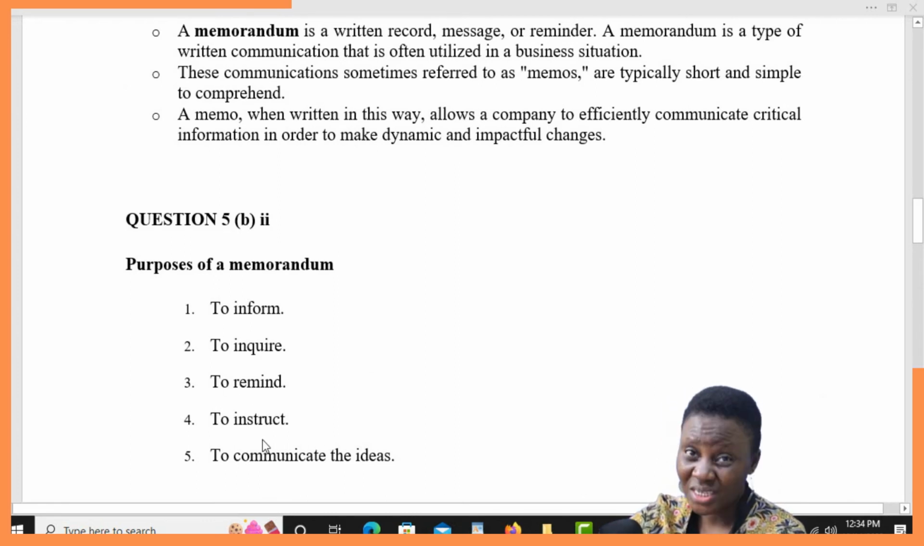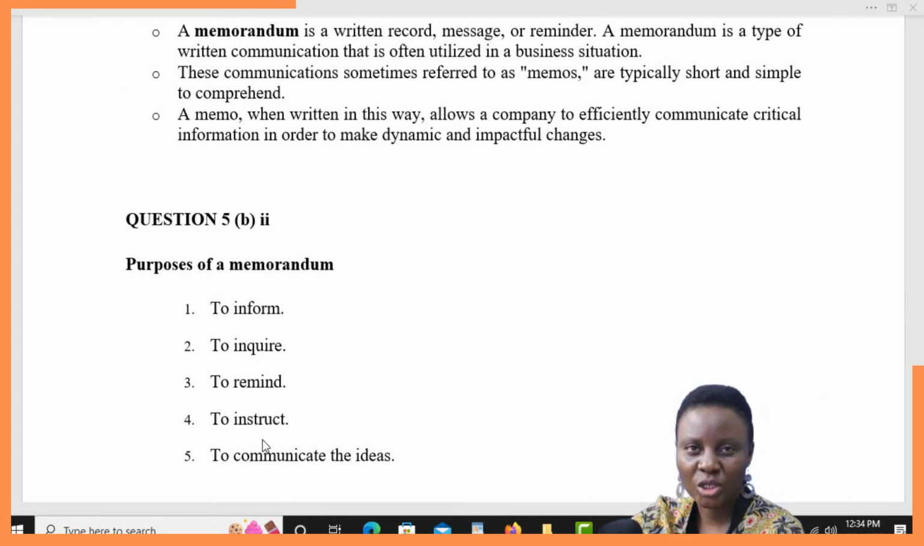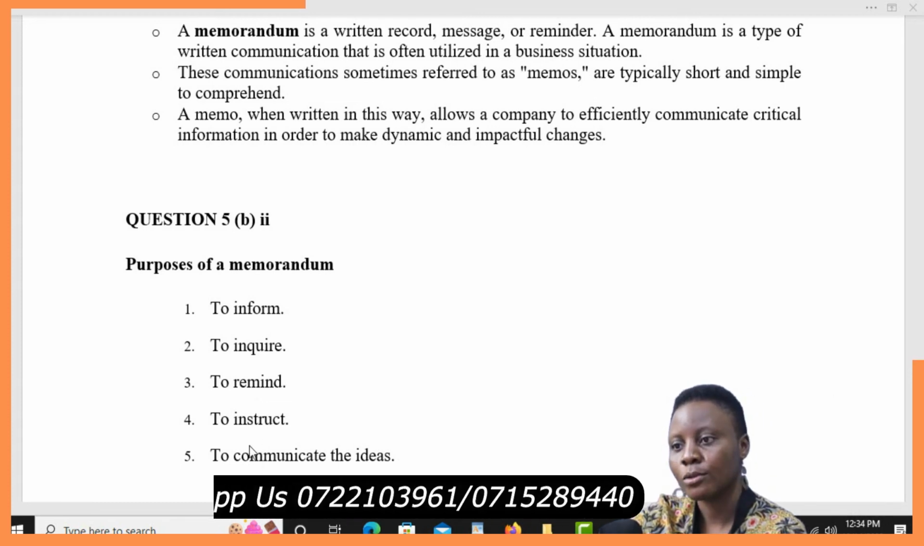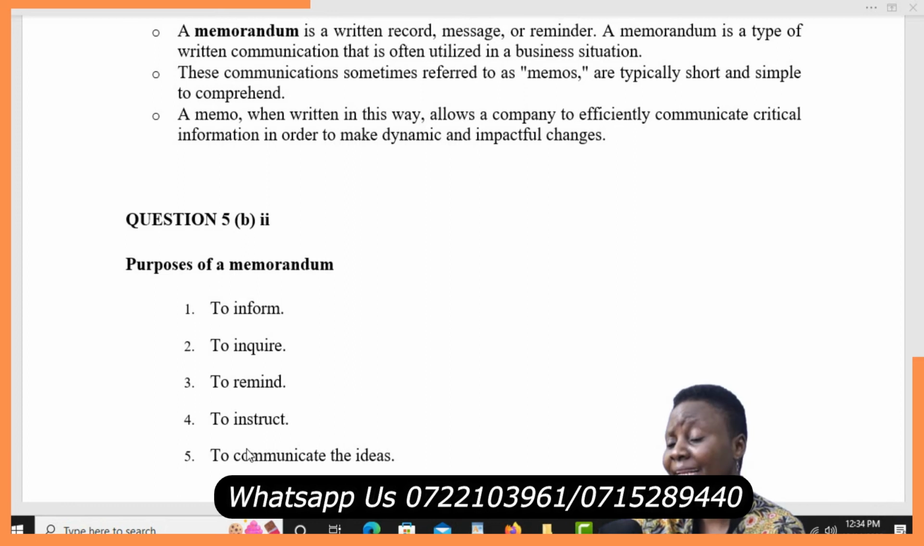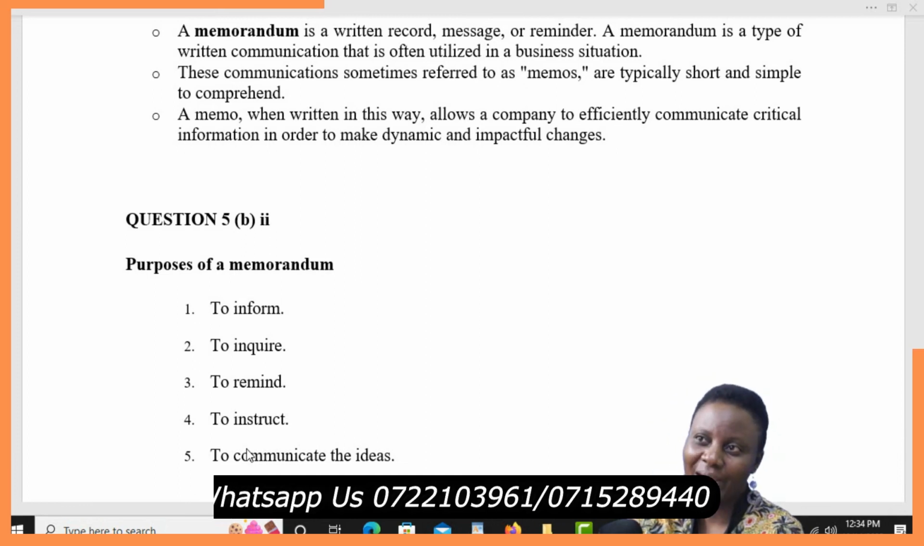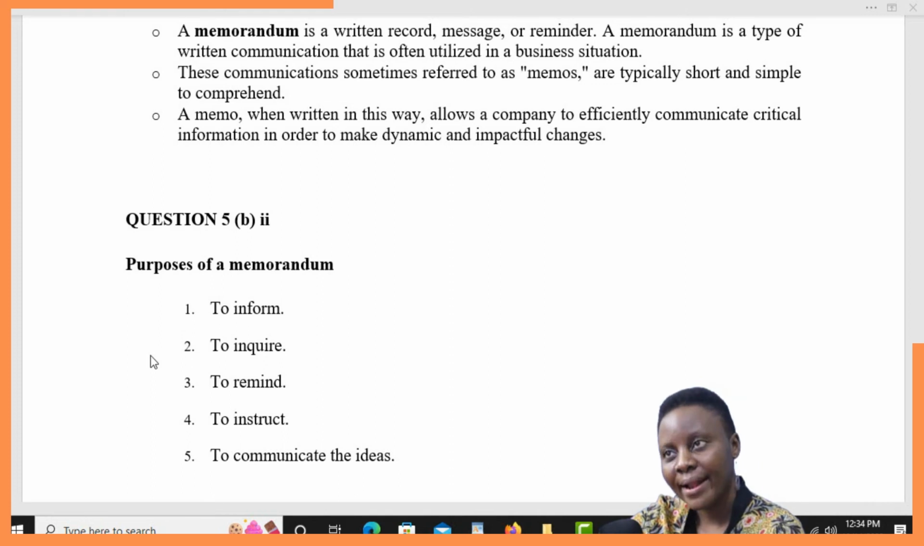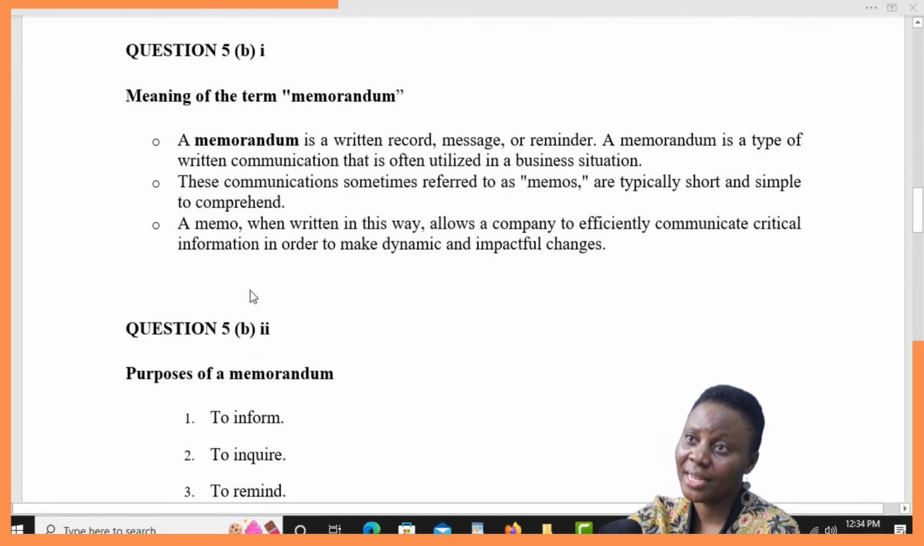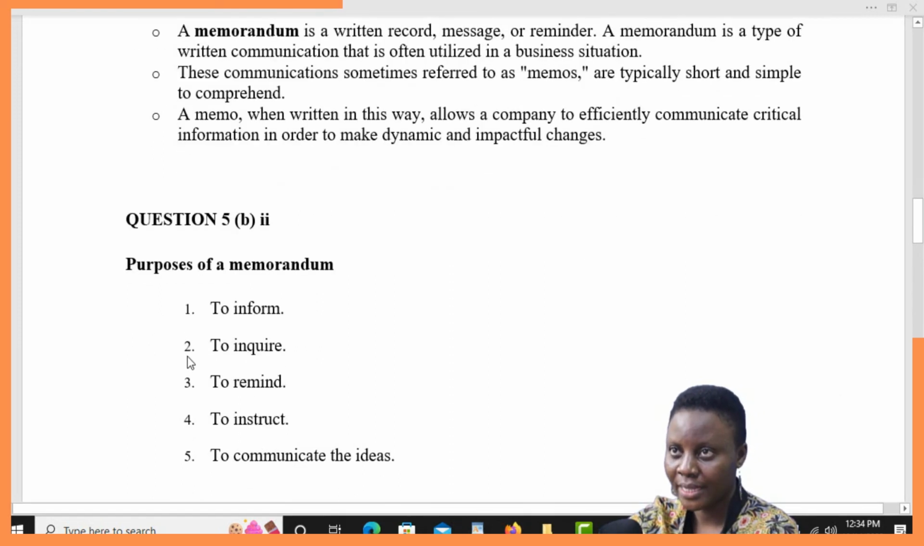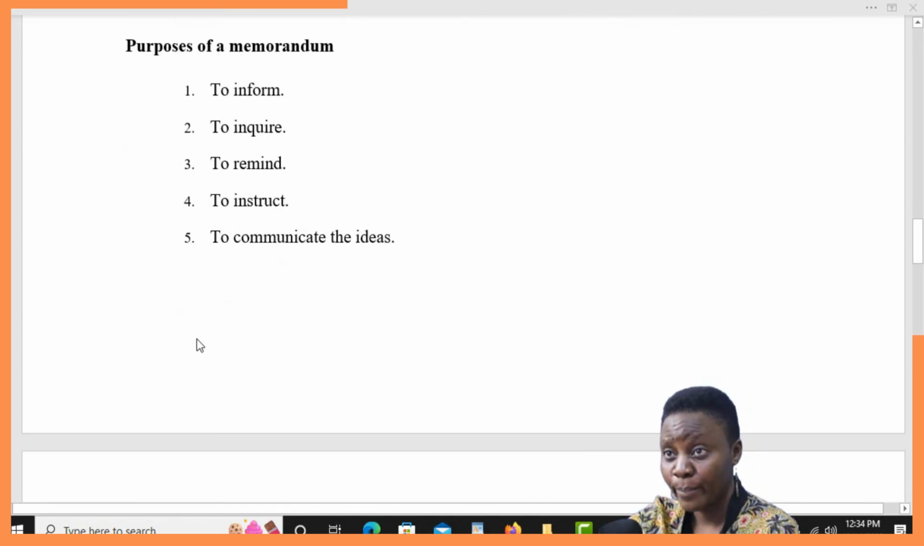Memos are also used to instruct. They are used to give instructions to the workers in the organization. And lastly, they can also be used to communicate ideas, opinions, and any kind of useful information within the organization. So these are the main purposes of a memorandum, or the main reasons as to why organizations would wish to use a memo. So that is 5B.